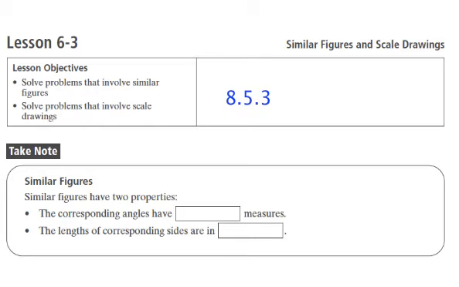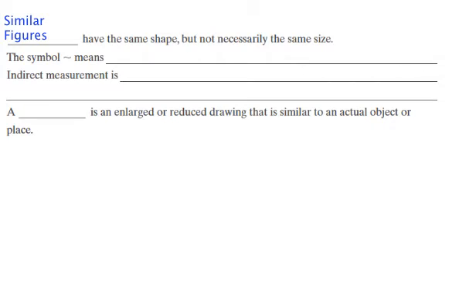Similar figures. Similar figures have two properties. The corresponding angles have the same measures, and the lengths of the corresponding sides are in proportion. Pause the video if you need to finish writing this down. Similar figures have the same shape, but not necessarily the same size. This symbol means is similar to.